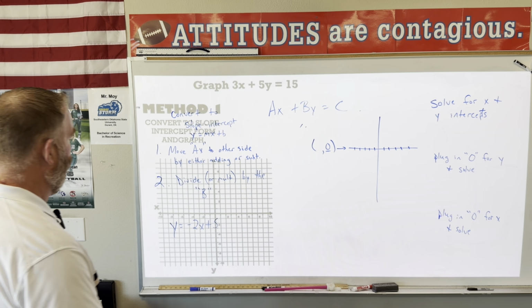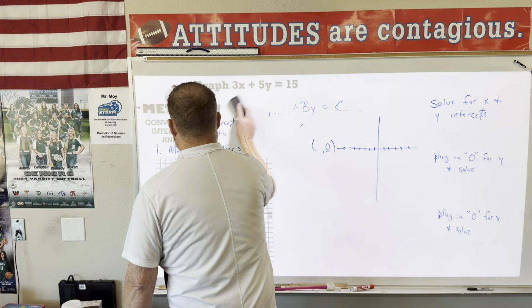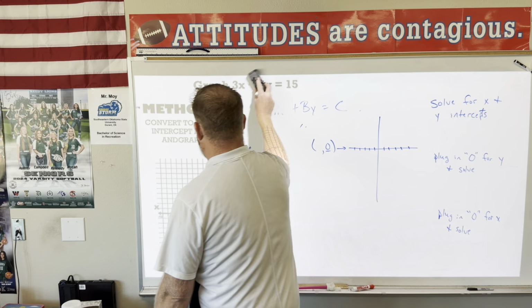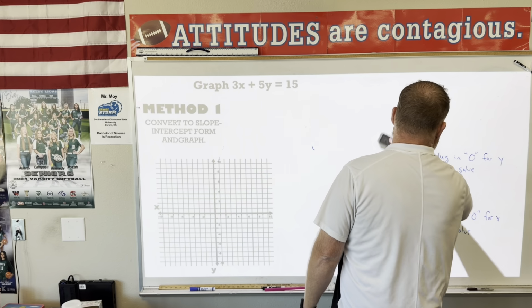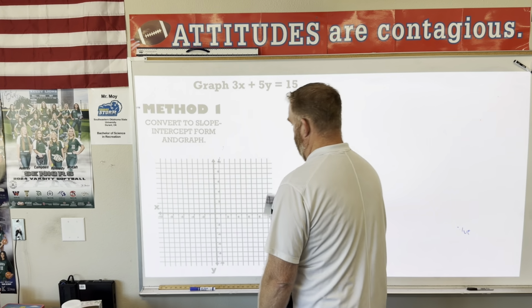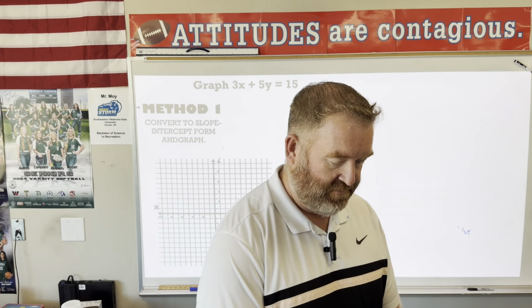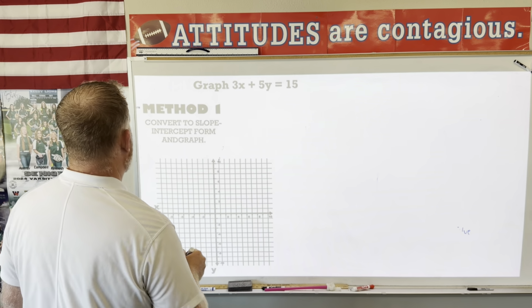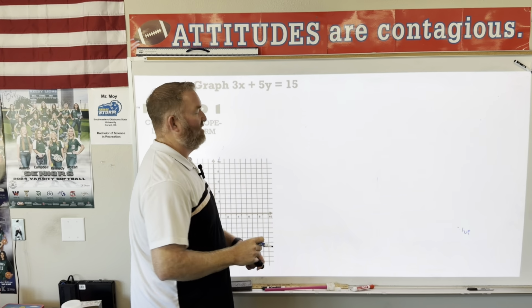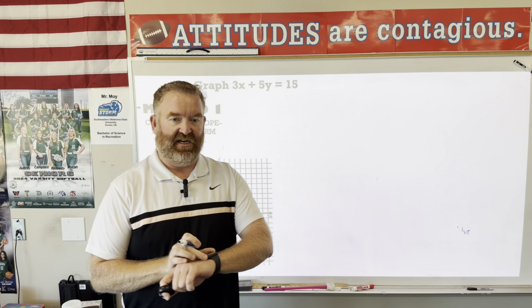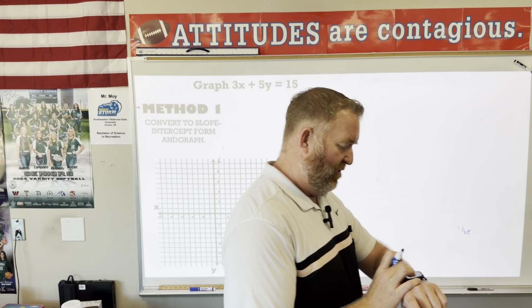Let's go to method number 1. Flip over the page. Convert to slope intercept and solve. Here we go. 3x plus 5y equals 15. Here's what I'm going to do. I'm going to pause it. I'm going to give you guys a second to solve it. Ready? Go. Talk to your neighbor.